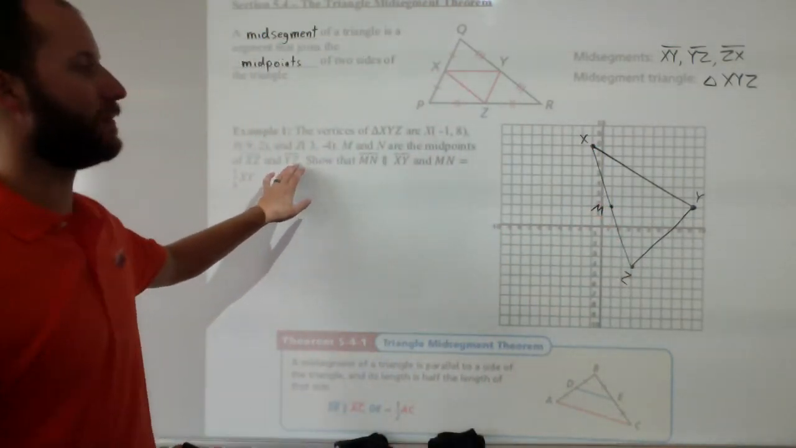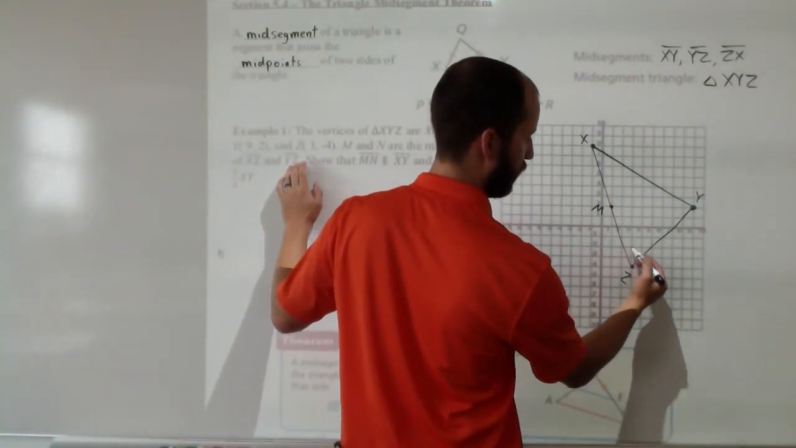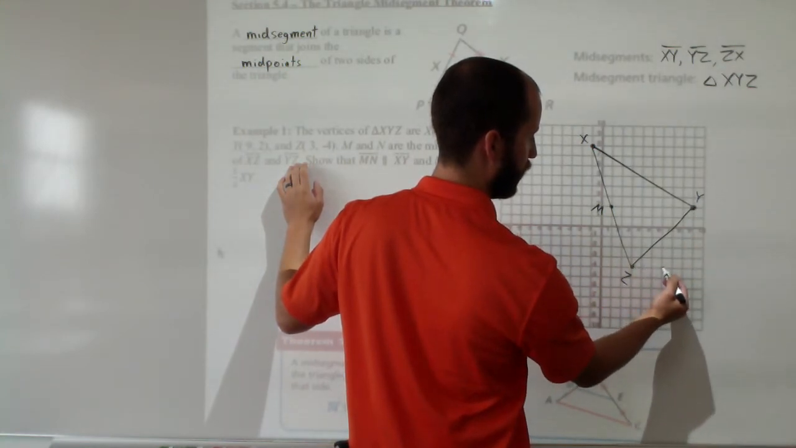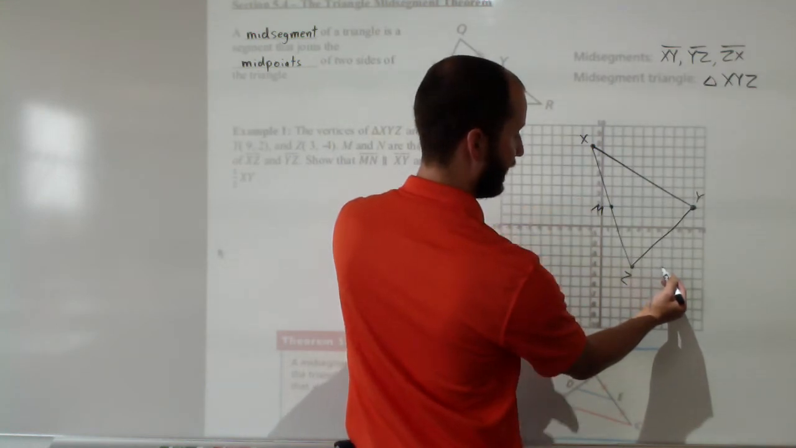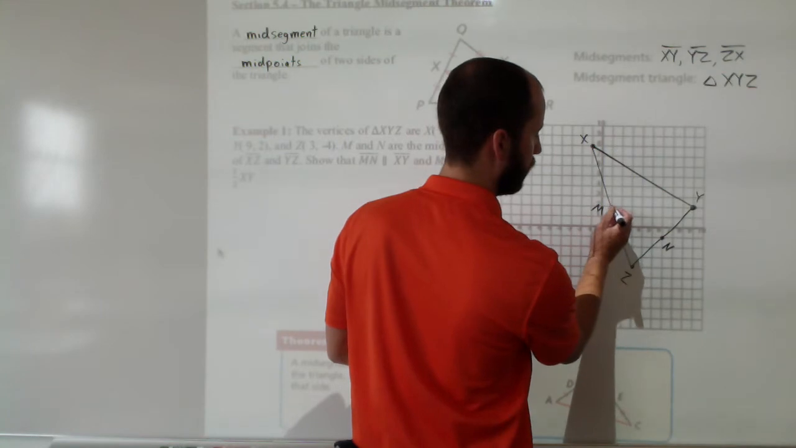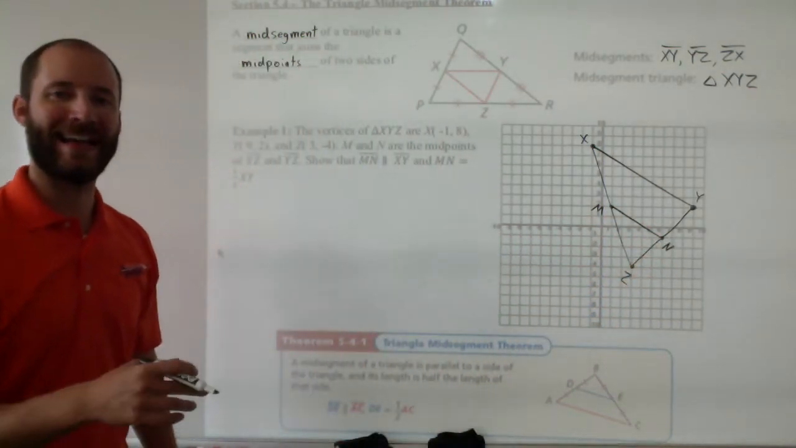And then N is the midpoint of YZ. So it looks like YZ from 3 to 9, that's 6, so 3 units over. And then from -4 up to 2, that's 6, so 3 units up. There we go. So we have that mid-segment, MN.